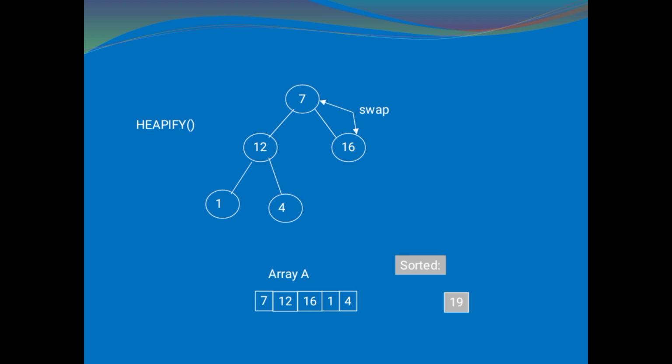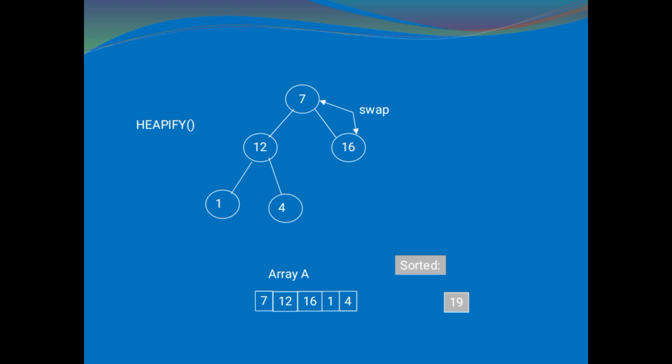Now compare 4 with 12. 4 is smaller than 12. And again compare 1 with 12. 1 is smaller than 12. So it satisfies the max heap property. Now go to the next level. Compare 16 with 7. After comparing 16 with 7, 16 should be swapped with 7, since the parent should have the maximum element and the child the minimum element. So perform the swap: 16 is swapped up and 7 is brought down.